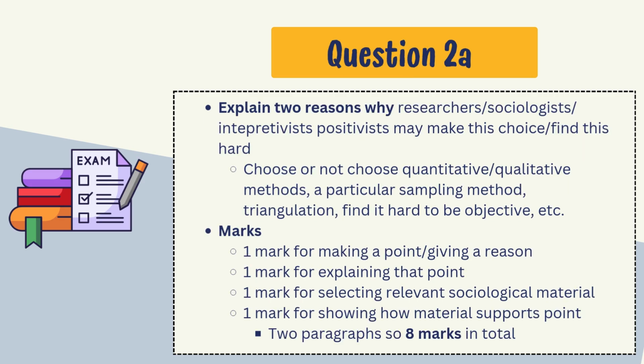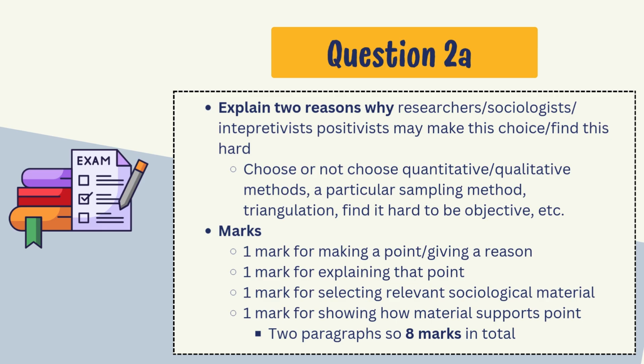And then moving to question 2a, you would have "explain 2 reasons why" researchers or sociologists or interpretivists or positivists might make this choice or find this hard. Now, this can again be very open, but some patterns that I've noticed are why this particular sociologist might choose or not choose a quantitative method or a qualitative method or a particular sampling method. Obviously, they'll give you the sampling method. They won't say a particular sampling method. Well, they might as well.